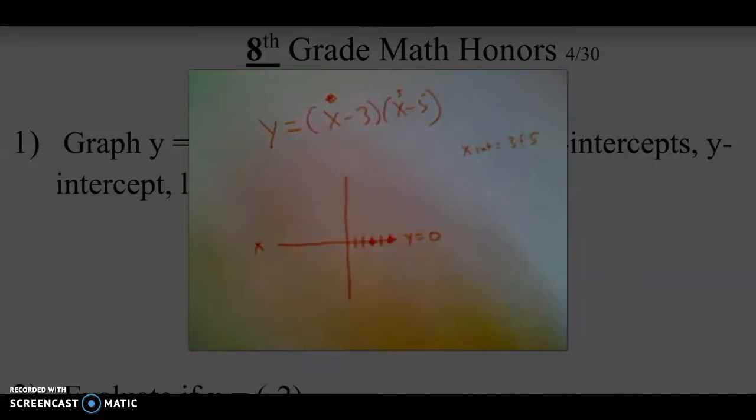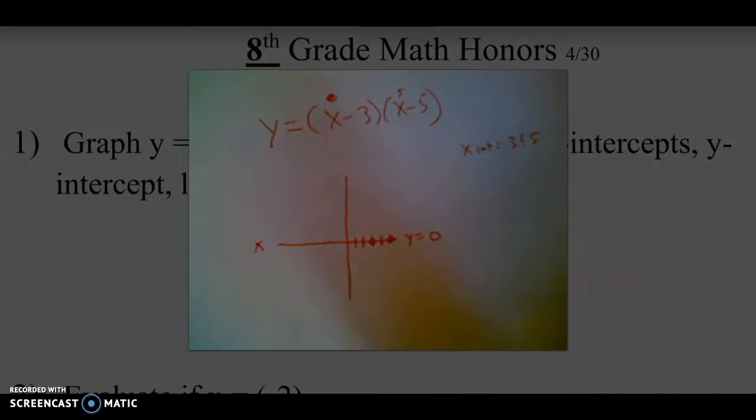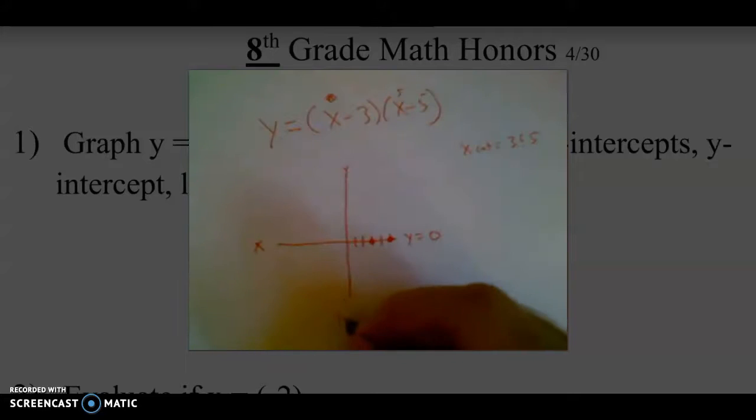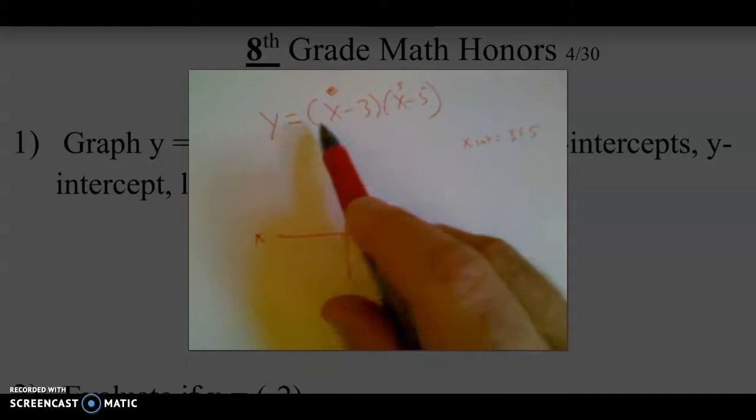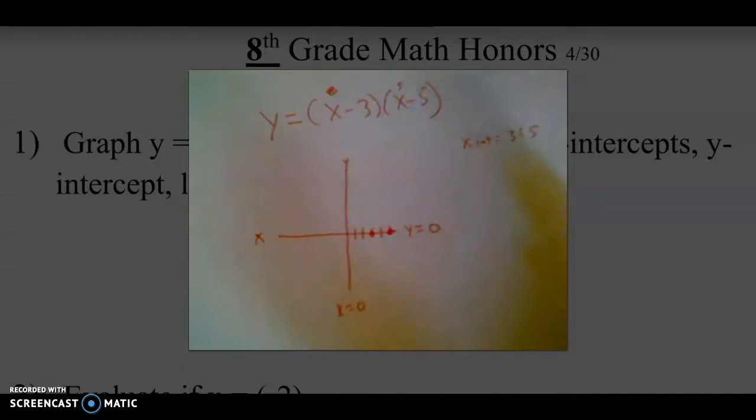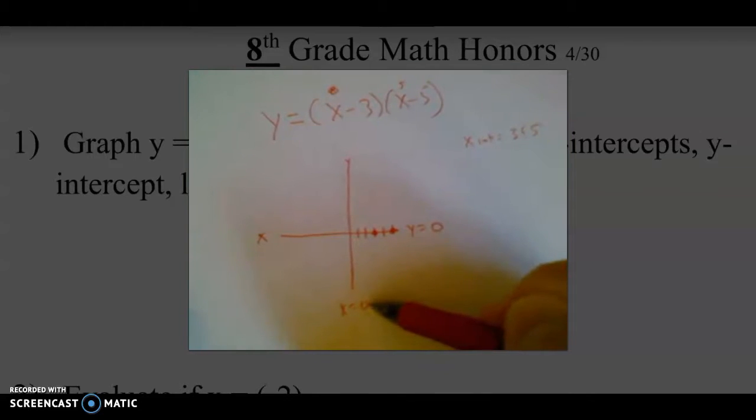Now the y-intercept is when the value of x equals 0. So this is the y-axis, also when x equals 0. So if I had the expanded form, it would tell me the y-intercept right away. I don't have that, but that's okay. I just have to make every x 0.